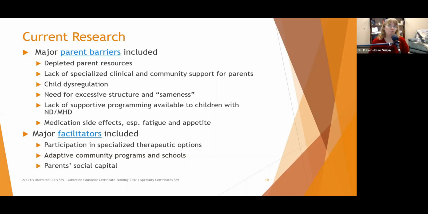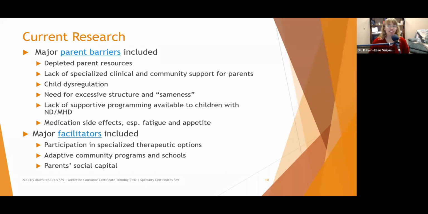There's lack of specialized clinical and community support for parents. There are certain specialized areas, especially in bigger cities, but in more rural areas, parents or caregivers with people with autism often don't have a lot of support groups that they can go to, or therapists who understand the unique challenges of living with somebody who is on the spectrum.